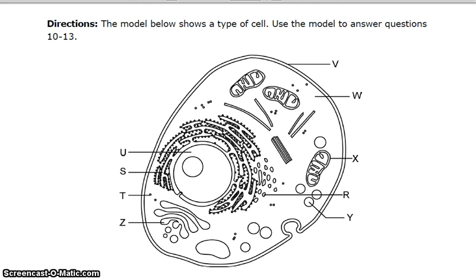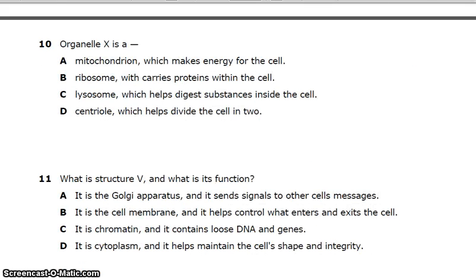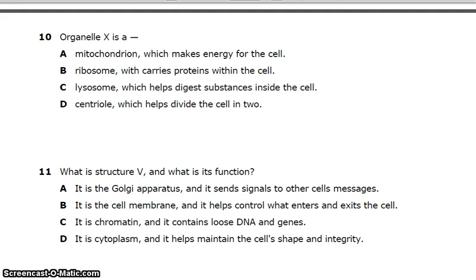The model below shows a type of cell. Use the model to answer questions 10 through 13. Question 10. Organelle X is a mitochondrion, which makes energy; ribosome, which carries proteins; lysosome, which helps digest substances inside; centriole, which helps divide the cell in two.